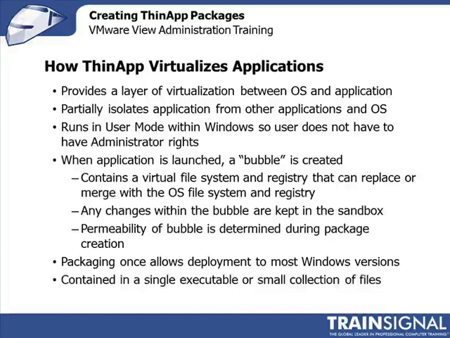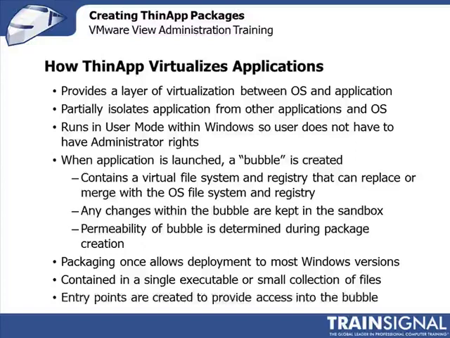The package itself is actually comprised of either a single executable or a series of executables and potentially even a DAT file, depending on the size of the application and the number of application entry points that exist within it. The entry points are created to provide access into the bubble. This could be a single executable like you would have with Firefox, or it could be multiple executables like we would have in Microsoft Office, where you would have a Word entry point and an Excel entry point. During the packaging process, you get to choose which entry points will be available to the end user.